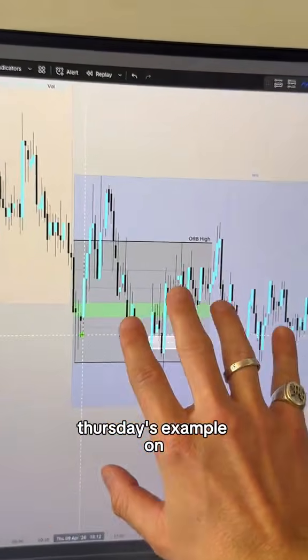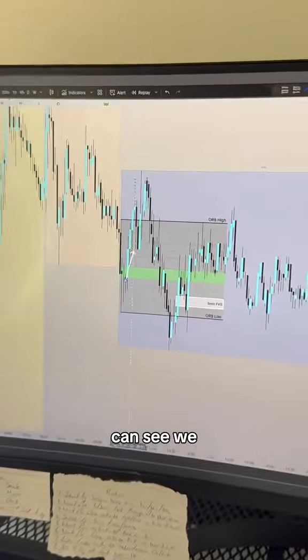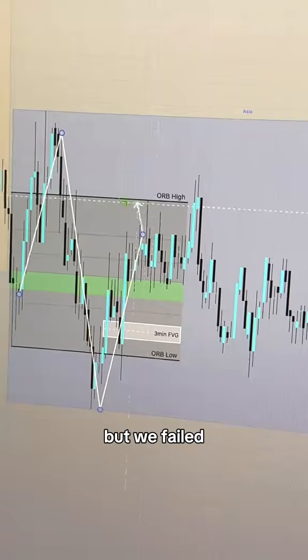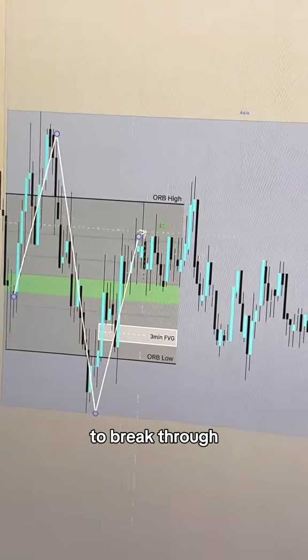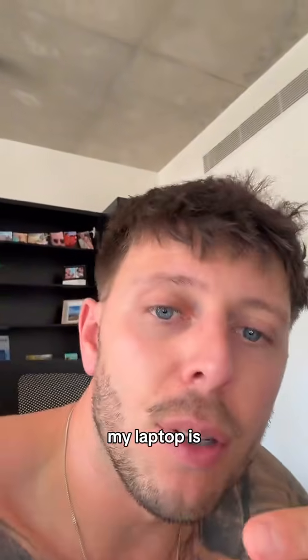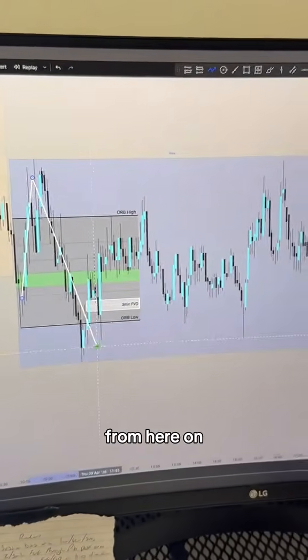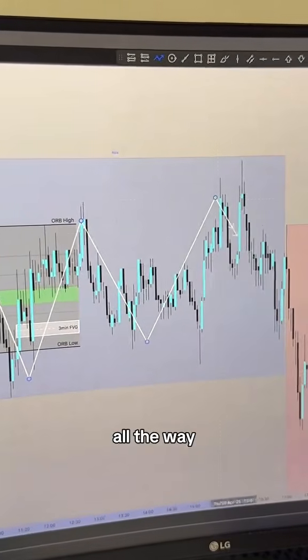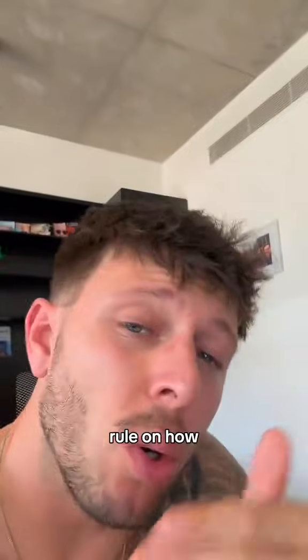This was last Thursday's example on ES futures. You can see we swept the buy side liquidity, then swept the sell side liquidity, but we failed to break through this ORB high with displacement. Well, that is where I close my laptop. Because as you can see, all we did from here on out was just range in between these levels all the way through to London. That is my rule on how I avoid chop.